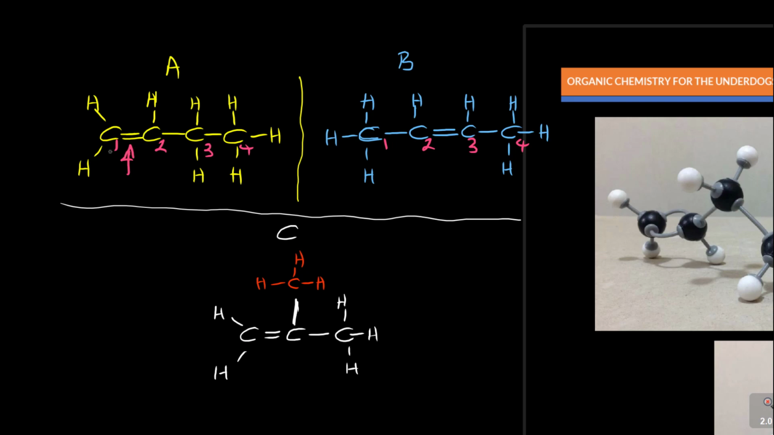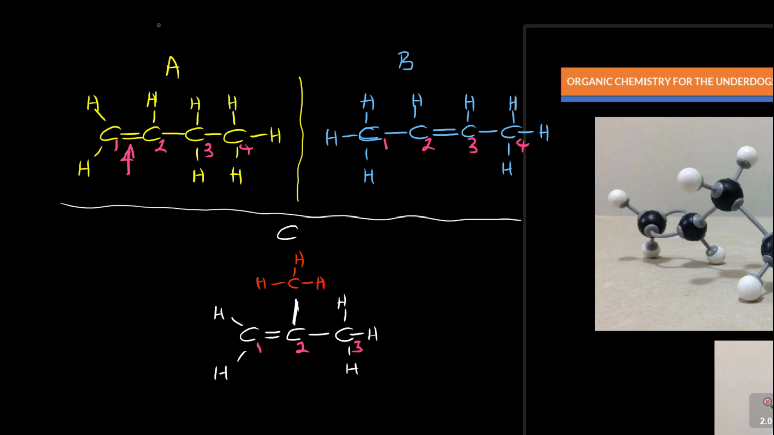In the first one it is between carbon 1 and carbon 2. In B it is between carbon 2 and carbon 3. And in C it is between carbon 1 and carbon 2. But at the same time, the longest chain has what? The longest chain is now 3 carbons.